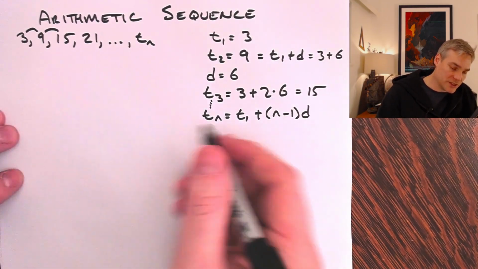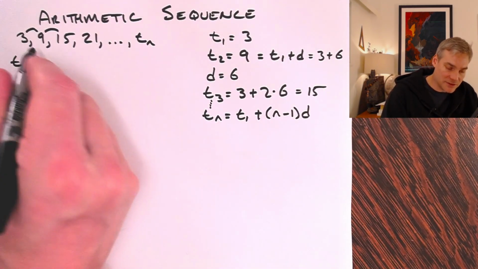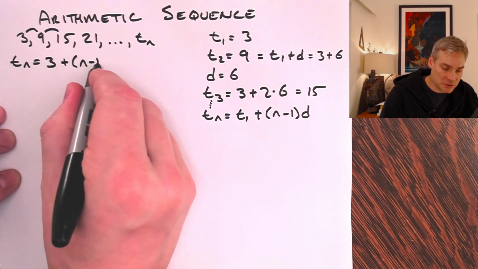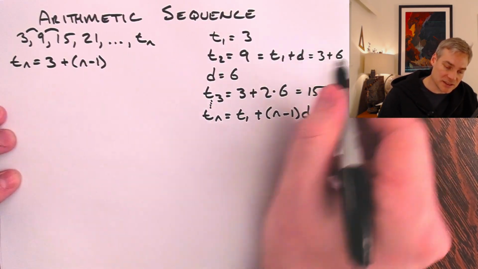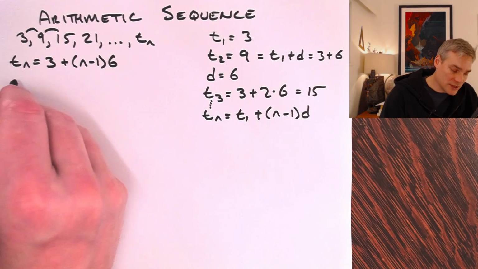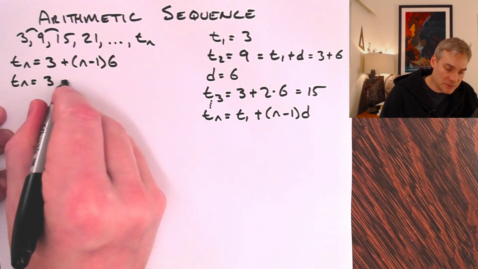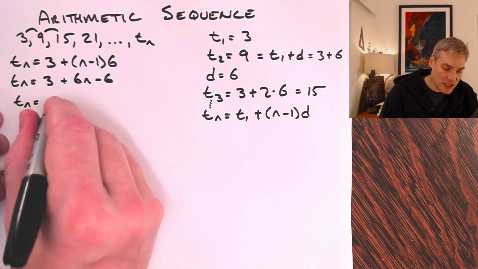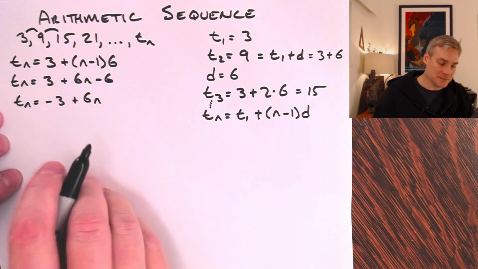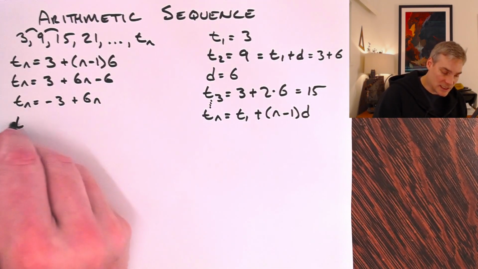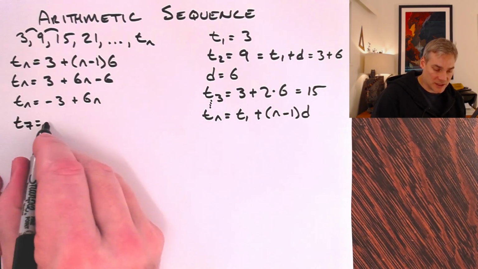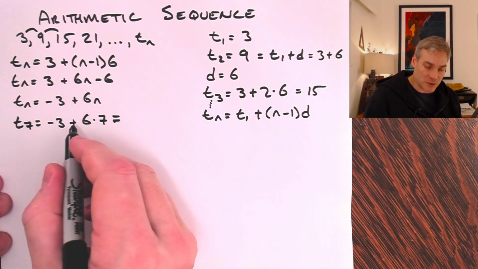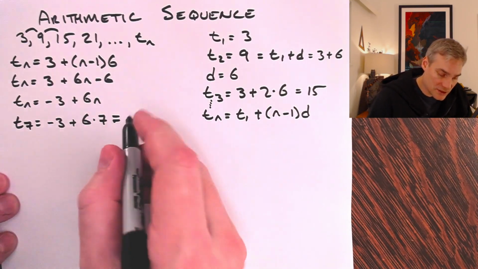And if we want to solve for it, let's say if we wanted to find Tn for this, well, I know T1 is 3, and I have n minus 1 times the difference, and my difference is 6. So then Tn equals 3 plus 6n minus 6, which is Tn equals minus 3 plus 6n. So if I wanted to find T7, well, that's just minus 3 plus 6 times 7. And 6 times 7 is 42. 42 minus 3 is 39.